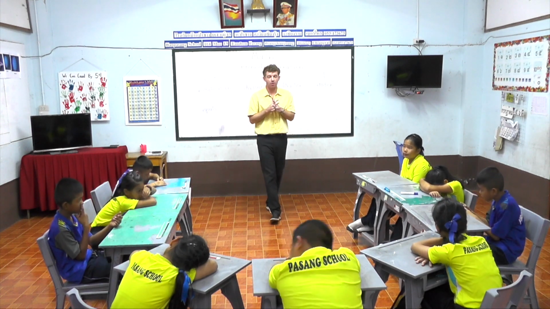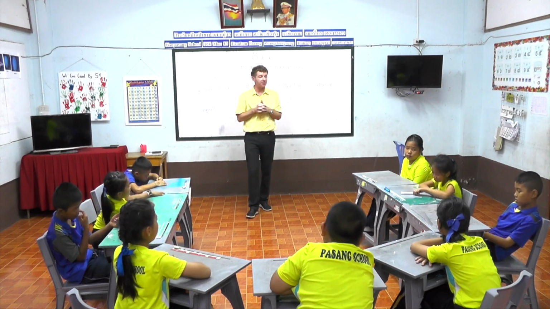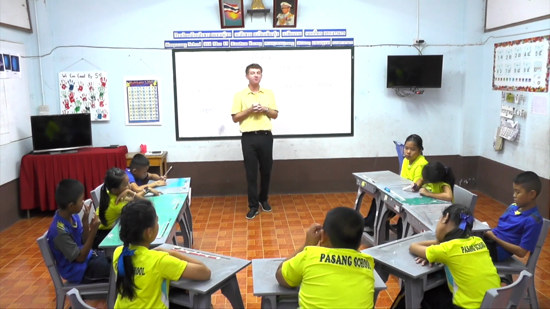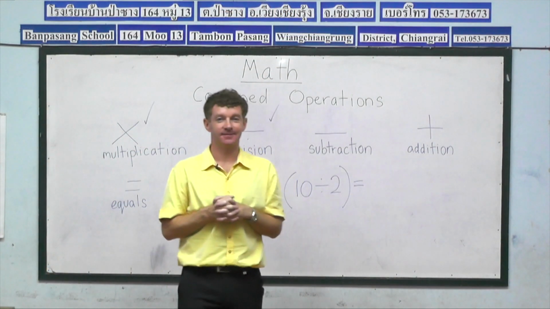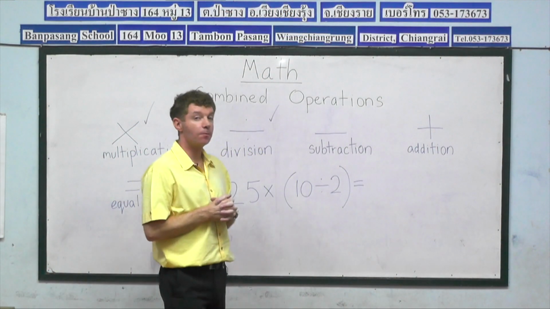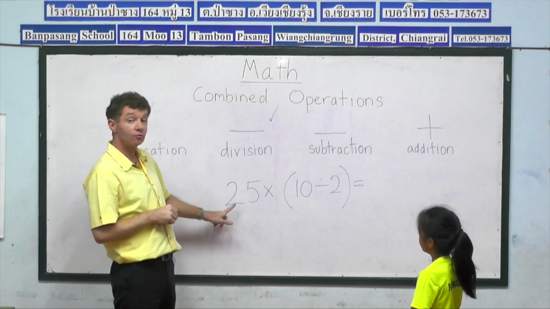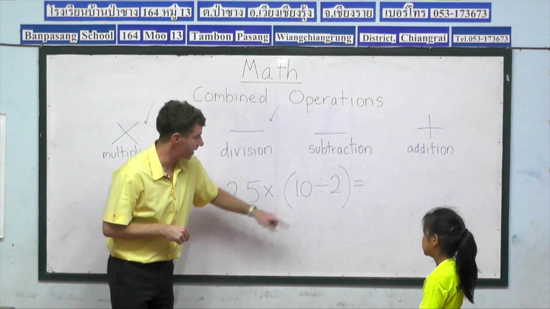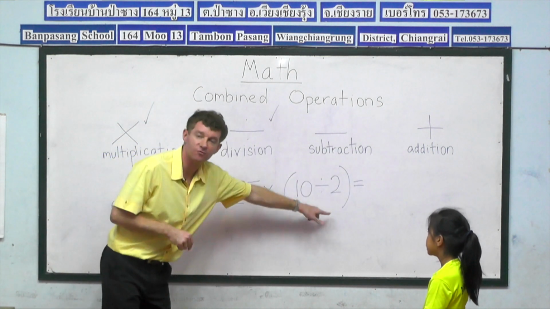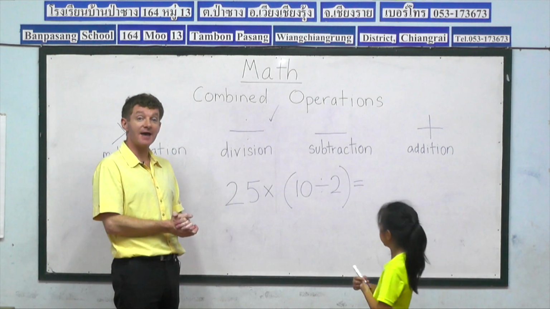Okay, let's open our eyes. Who has the pen now? Prau, can you come and join me at the front, please? So first of all, Prau will read our combined operation sum. 25 times (10 divided by 2) equals. So where do we start first, guys?